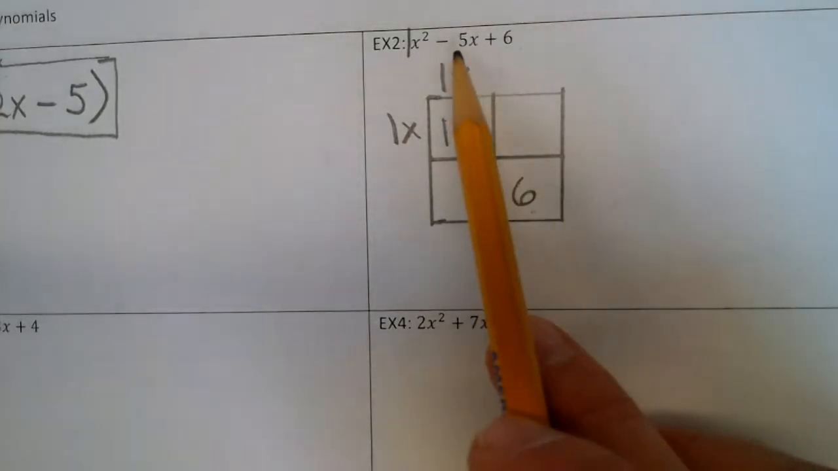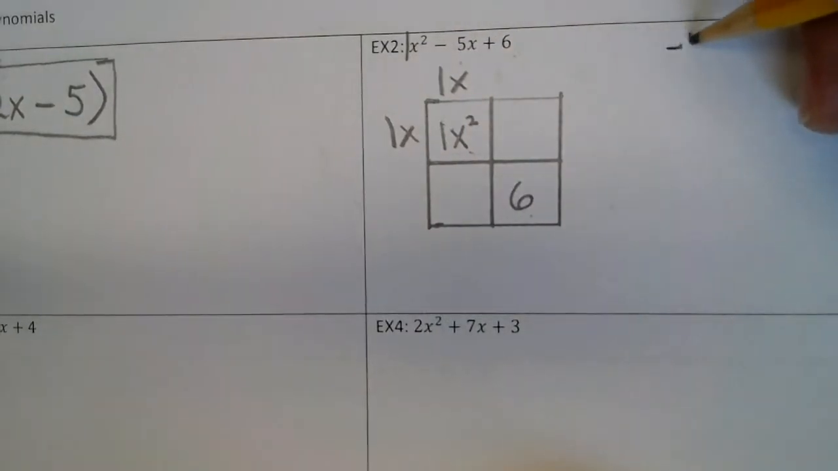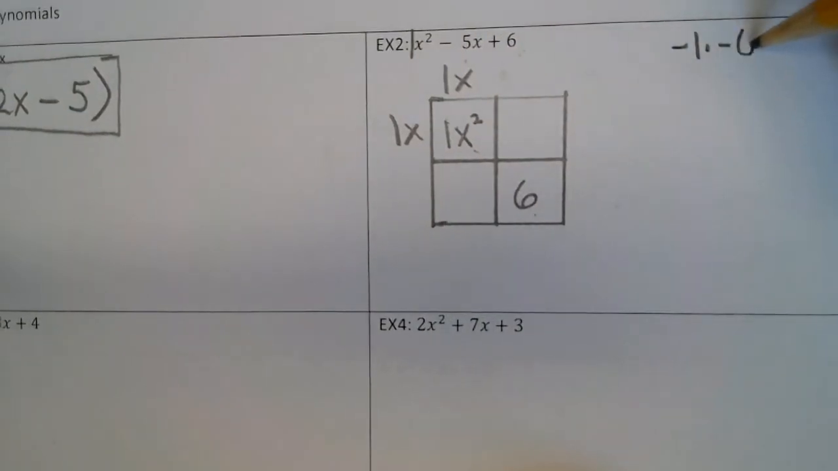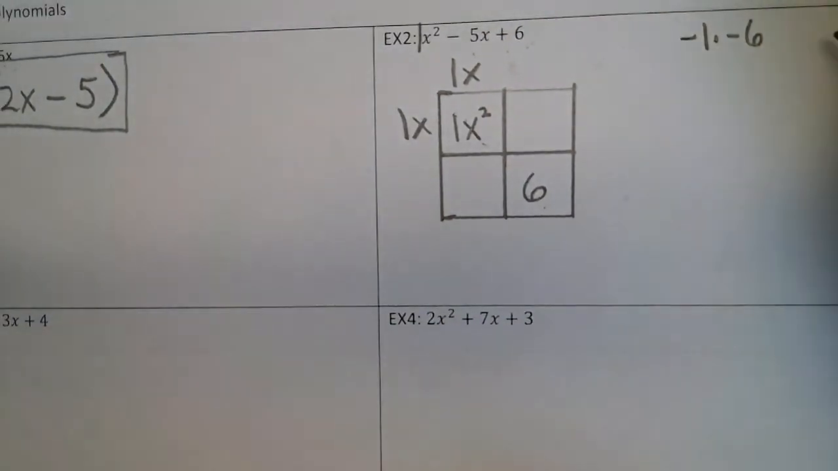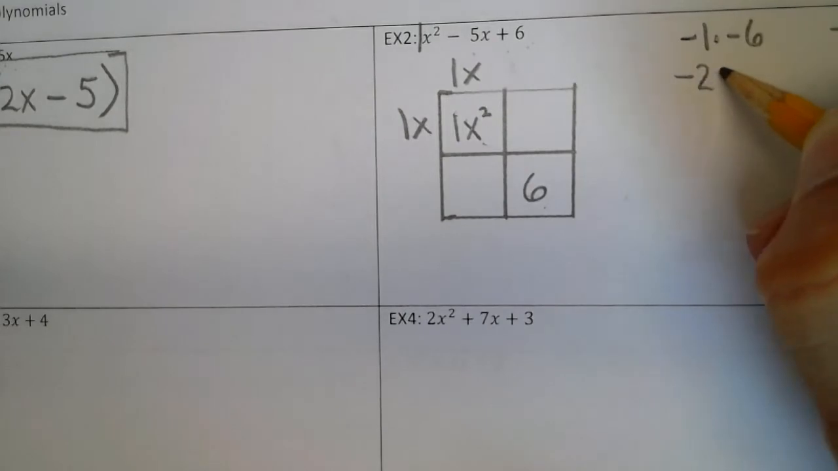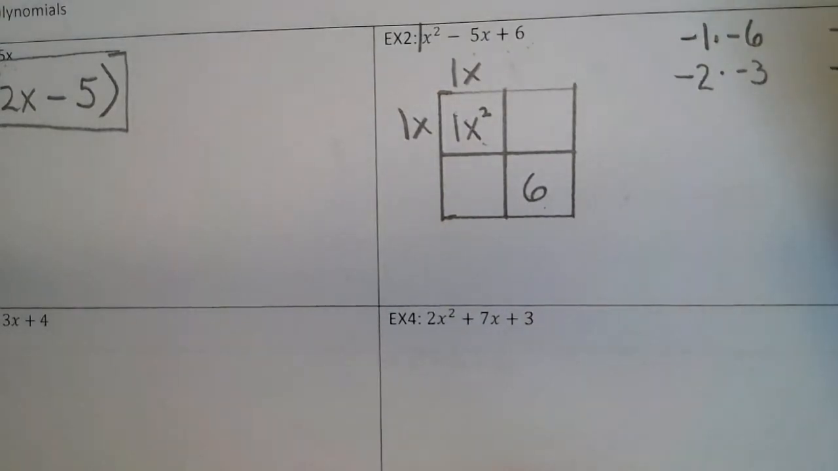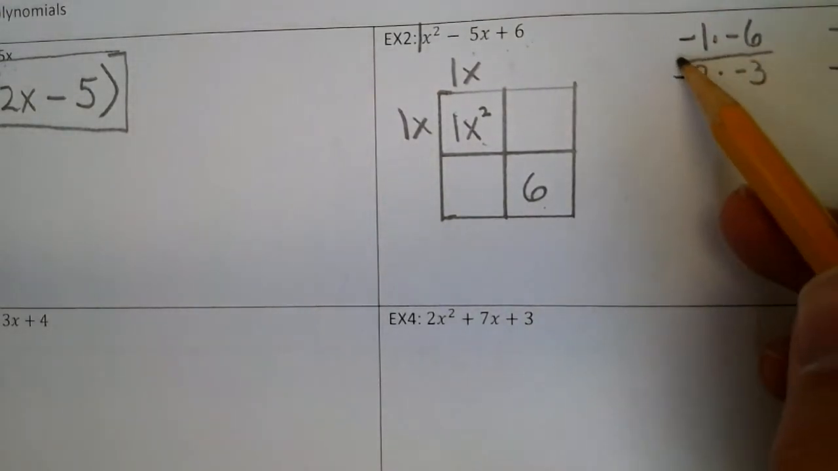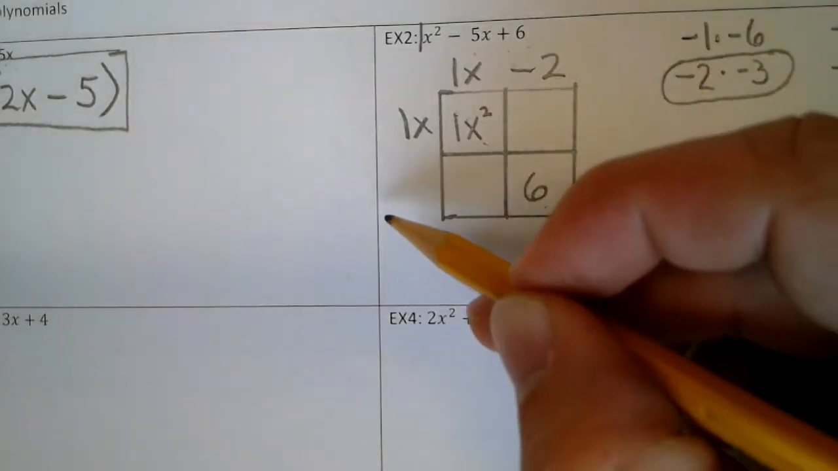But because the middle number is negative, and the last number is positive, that means these both are negative numbers. So negative 1 times negative 6 gives you a positive 6, but it combines to be negative 7. Okay, so now let's try negative 2. Negative 2 times negative 3 gives us a positive 6 and combines to be negative 5. There's our combination we want. So we know our factors are minus 2 and minus 3.